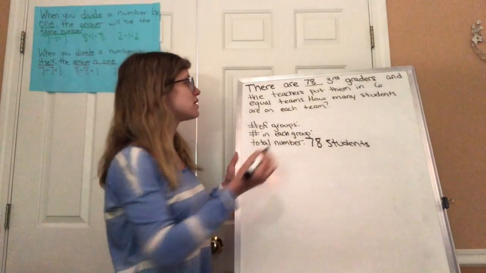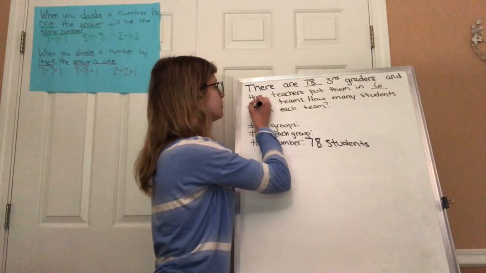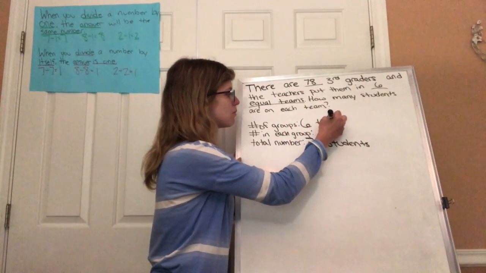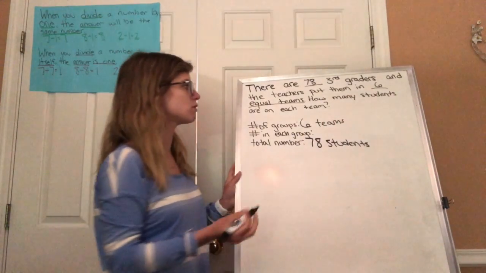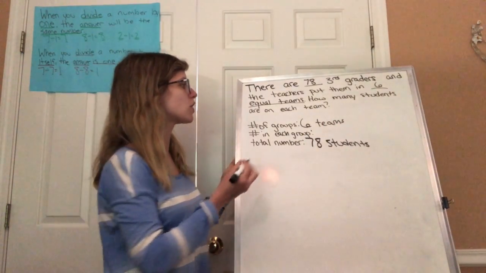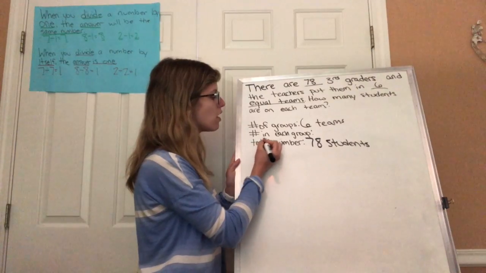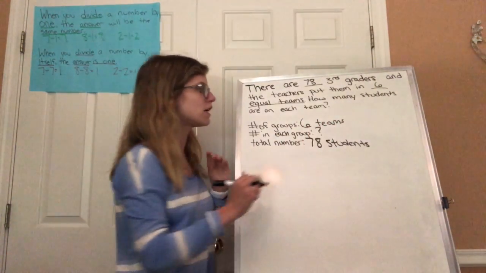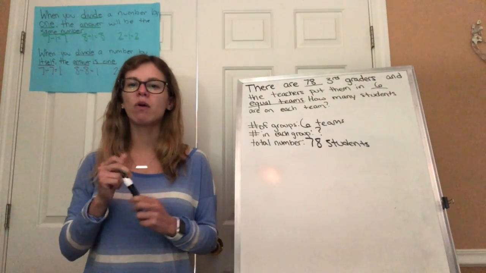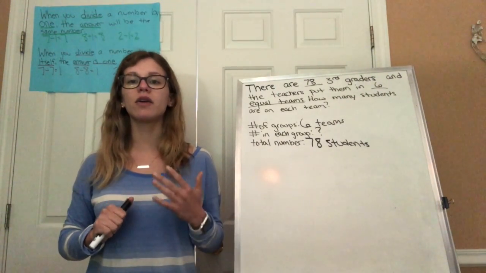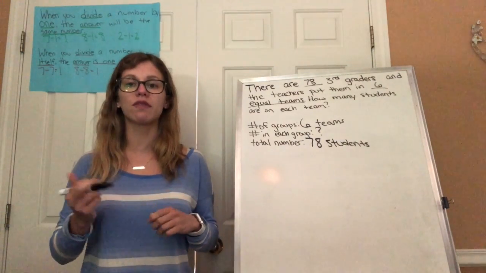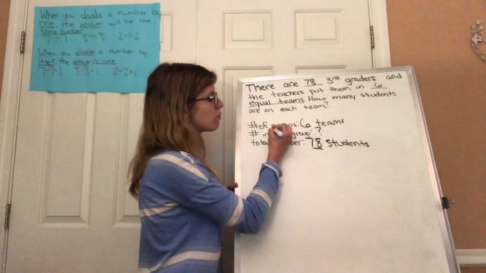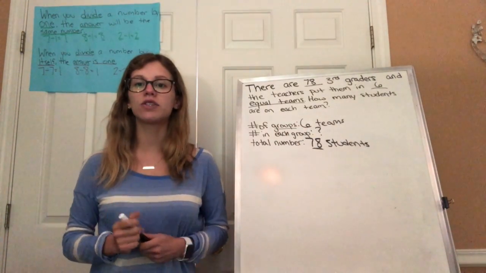And the teachers put them in 6 equal teams. So my number of groups would be 6 teams. And I noticed that they said that they're equal teams. And it says how many students are on each team. So we're trying to figure out in each team or each group, how many are in each. So what I want you to do right now is think about an equation that I can use to represent this. If I already know the total and I'm breaking it up into a certain number of groups, what is my equation going to be?